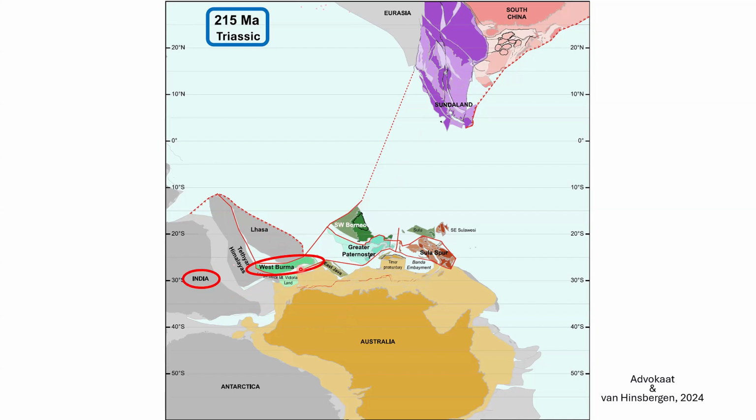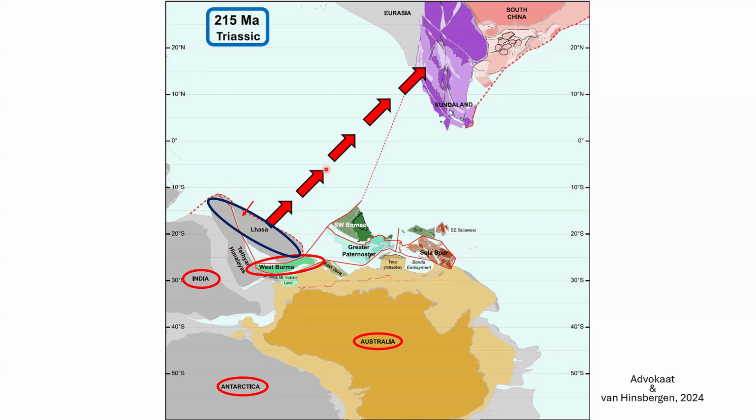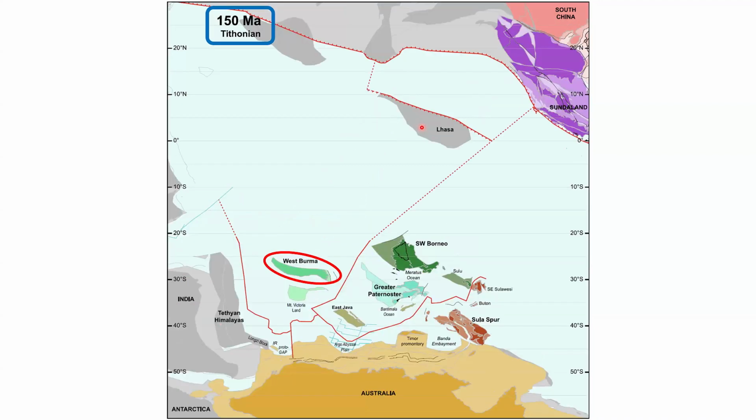So West Burma is here, India, Australia, Antarctica, the main continents that are going to break up and start to move northwards. Lhasa is sitting here with a subduction zone on this side of it. The entire Indian plate is eventually going to move to the north to collide with Sunda land. And we'll take a look at what happens during that collision process.